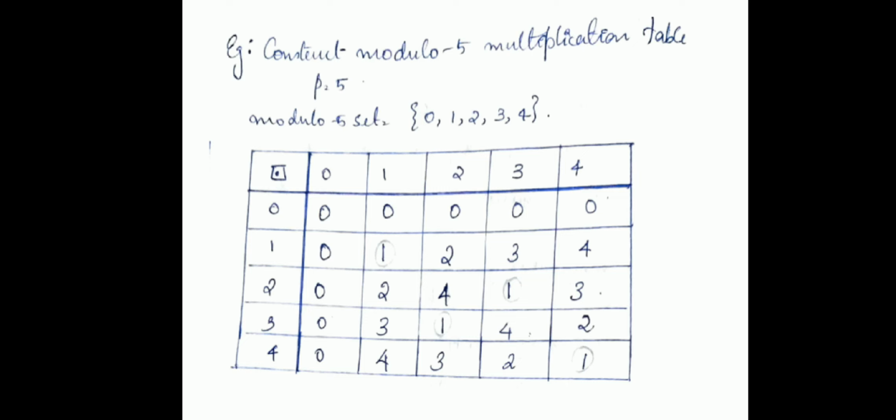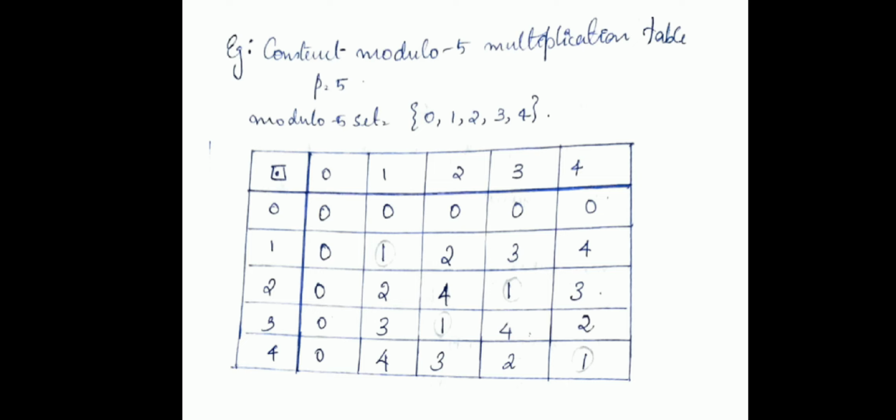So 1 into 1, the remainder of 1 into 1 by p. 1 into 1 is 1, and p is 5. So the remainder of 1 into 1 by 5 is 1 itself. So you need to check whether i into j is less than p. If i into j is less than p, then the remainder is i into j itself. If i into j is equal to p, then the remainder is 0. If i into j is greater than p, then the remainder is i into j minus p.